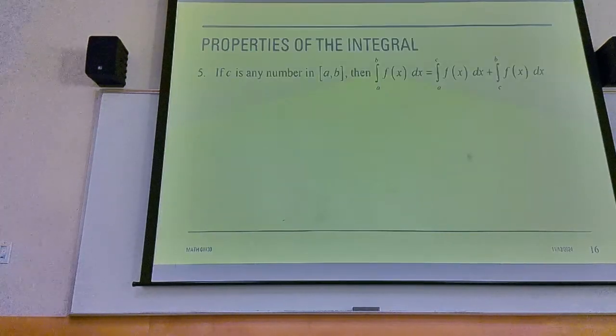If c is any number in the interval a to b, then the integral from a to b is the integral a to c plus the integral c to b. So you can split your integral. That is, again, another useful property and something you want to keep in mind.